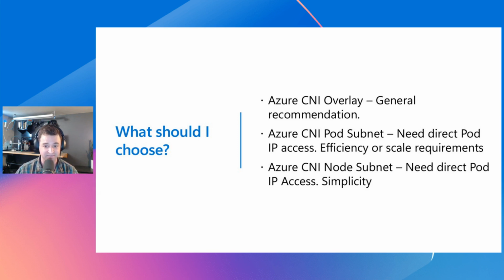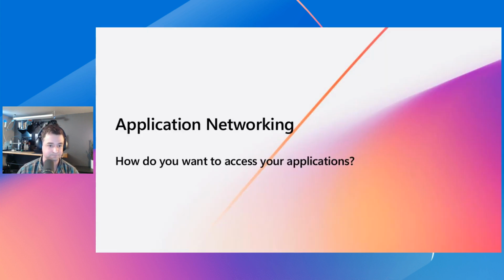Now, Azure CNI Pod Subnet, if you need direct pod IP access and you have efficiency or scale requirements, that's how you choose Pod Subnet, and then you can choose either the dynamic IP allocation or the static block allocation. Azure CNI Node Subnet means that all of them are coming from the same VNet, but you don't have delegated subnets. This is your choice if you need direct pod IP access, and you can deal with simplicity. They're still going to have some scale limitations at 64,000 IPs for nodes and pods, but you don't have to worry about any subnet delegation or anything like that. Very simple.